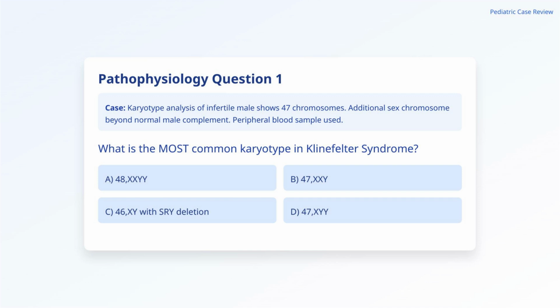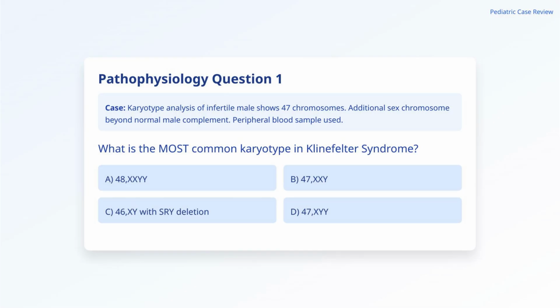Case scenario: karyotype analysis performed on an infertile male shows 47 total chromosomes. An additional sex chromosome is identified beyond a normal male complement. Peripheral blood sample was used for the chromosomal analysis. Question: what is the most common karyotype in Klinefelter syndrome?